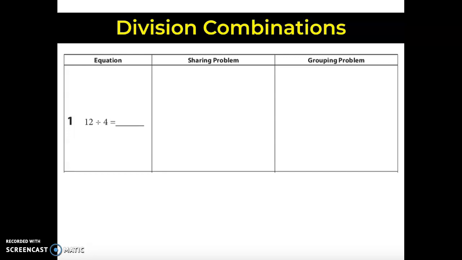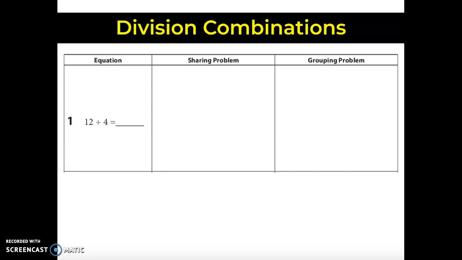So now I want you guys to take a look at this situation. For our equation 12 divided by 4, can you come up with a sharing problem and a grouping problem for this situation? I hope you guys all came up with one.